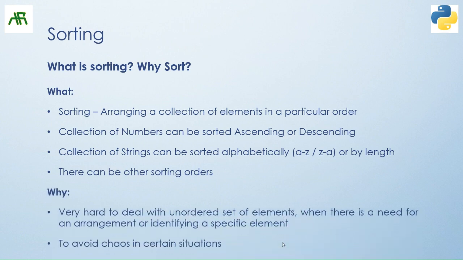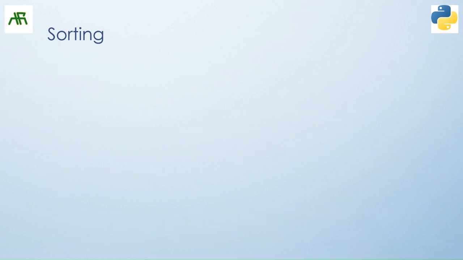So why do we need sorting? When we have to deal with a huge set of unordered data elements, and we need a particular order to process data in a particular format, or we want to quickly identify a specific data element, sorting really helps. Without sorted data, it will be very difficult to find out if it is present itself or not. So it avoids chaos in certain situations.